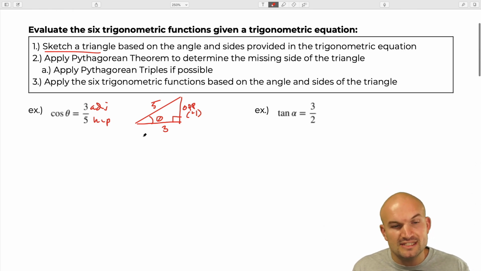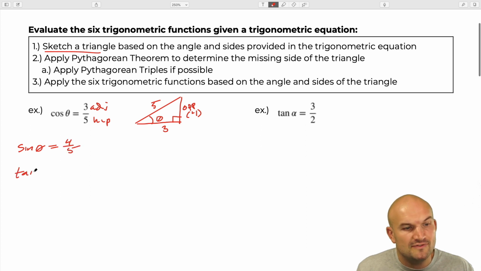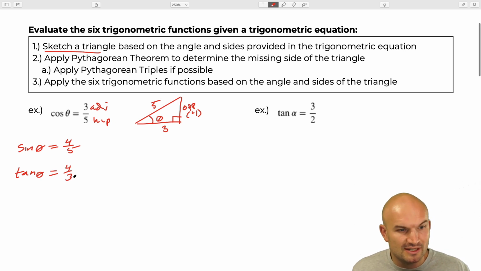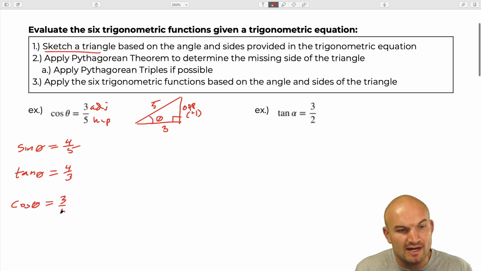So now let's go through the 6 trigonometric functions. The first one is the sine of theta. Again, that's opposite over hypotenuse, so that's going to be 4/5. We have the tangent of theta, which is opposite over adjacent, so that'd be 4/3. And the nice thing is that rather than going through the reciprocal relationships, cosine of theta was already given to me, so that's 3 over 5.